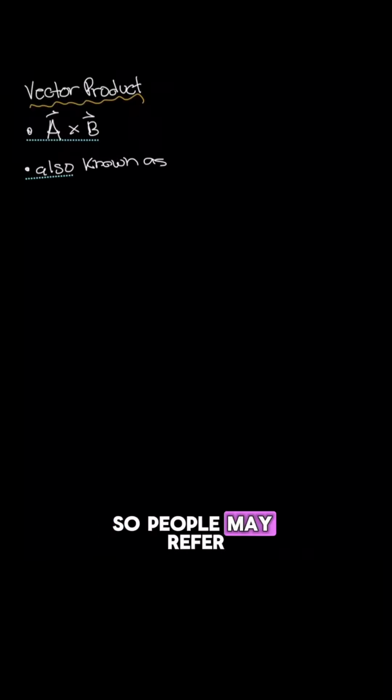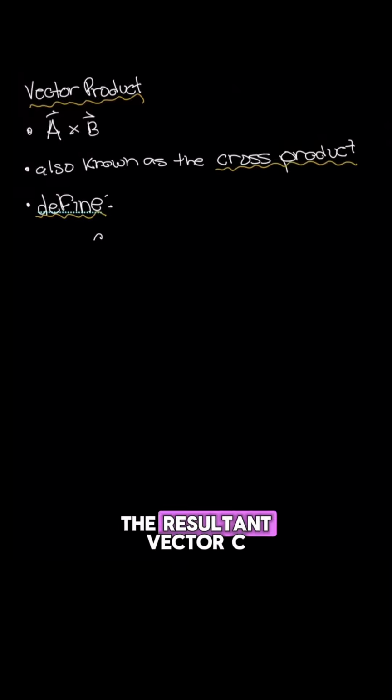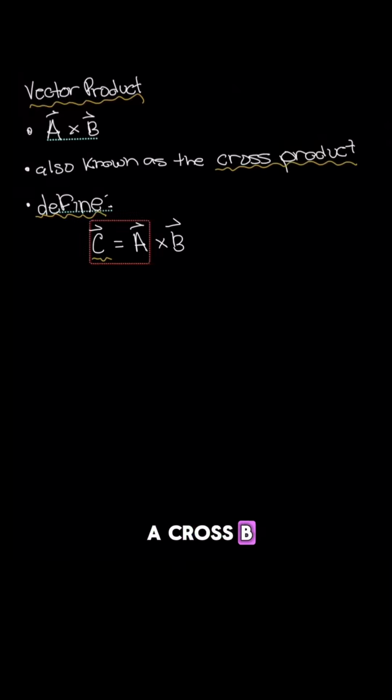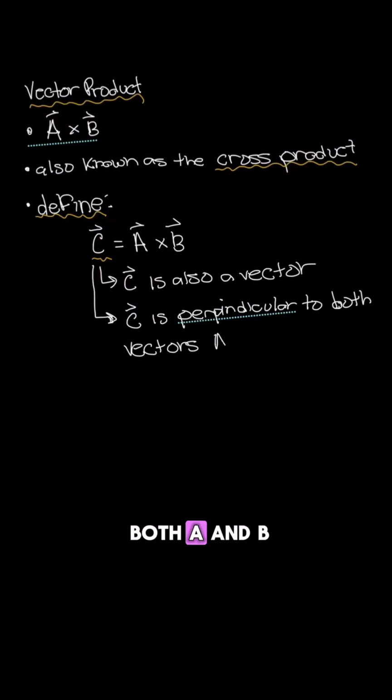All right, so now we're going to talk about the vector product. For the vector product, we're multiplying two vectors, so it's going to be a times b, and it's also known as the cross product, so people may refer to it as a cross b. Now we can define a resultant vector, c, which is equal to a cross b. Note that c is also a vector, and c is perpendicular to both a and b.